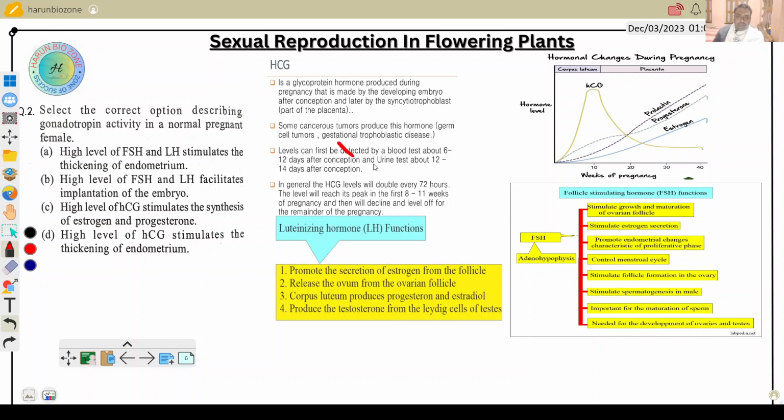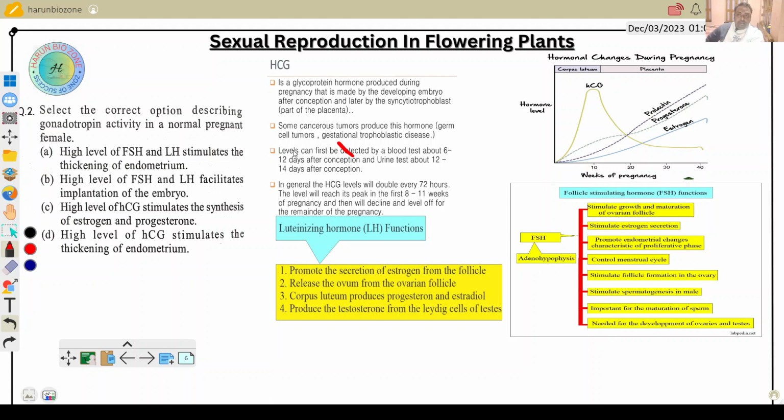6 to 12 days after implantation, the urine test about 12 to 14 days after conception. The 12 to 14 days after conception, the human chorionic gonadotropin is found in blood and urine of the pregnant woman. And in general, the HCG levels will double every 72 hours. The level will reach its peak in the first 8 to 11 weeks of pregnancy and then will decline and level off for the remainder of the pregnancy.